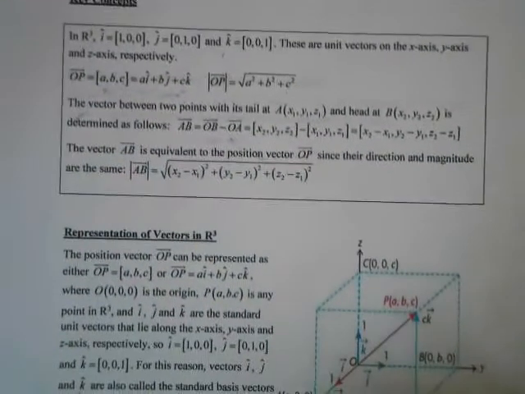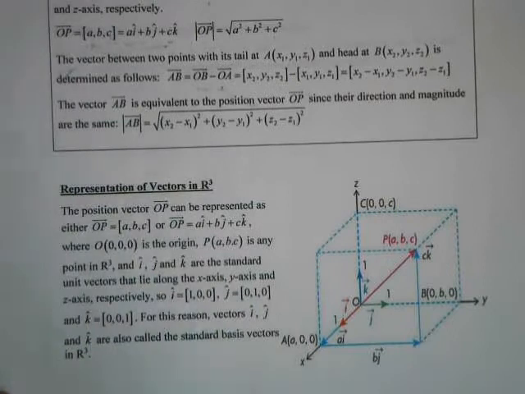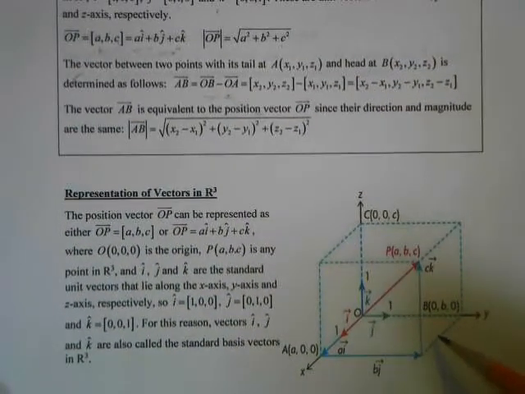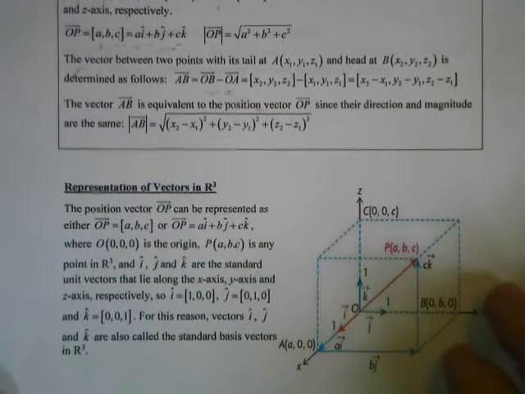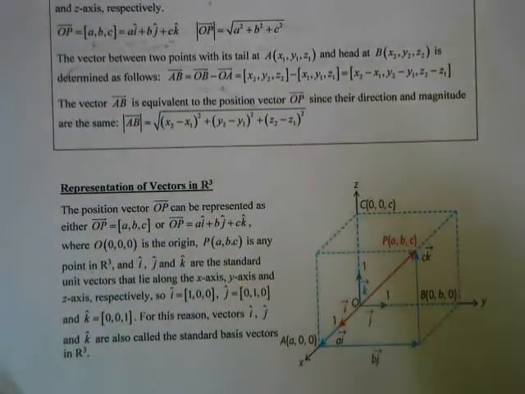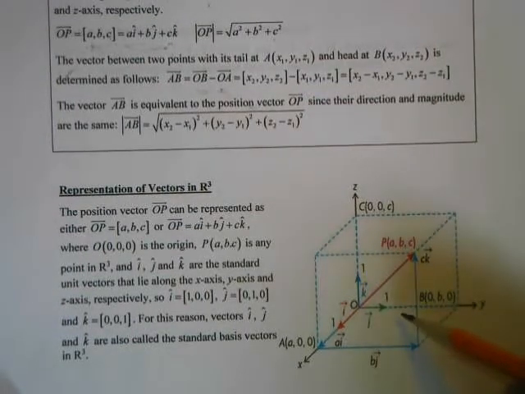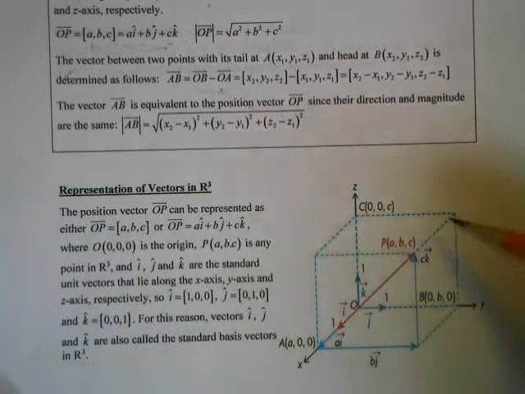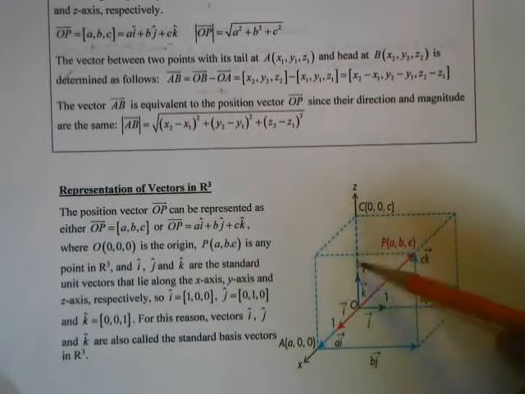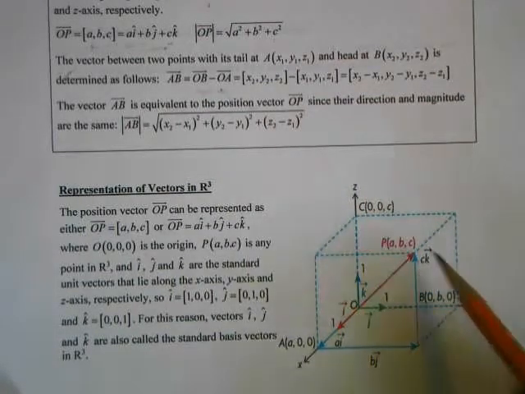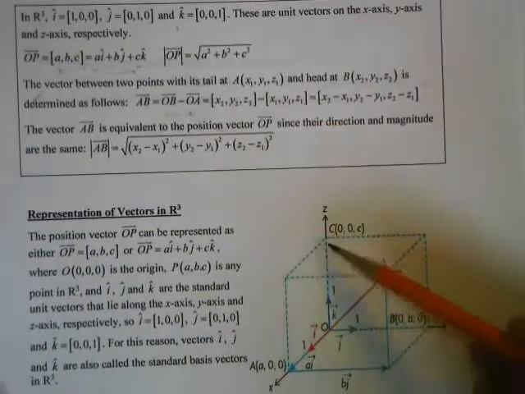Okay, now in terms of the representation of these vectors in R3, R3 is definitely more complicated to imagine because it's 3-dimensional, and trying to show that on a 2-dimensional piece of paper is a little difficult. So we've only drawn our positive x-axis, our positive y-axis, our positive z-axis.